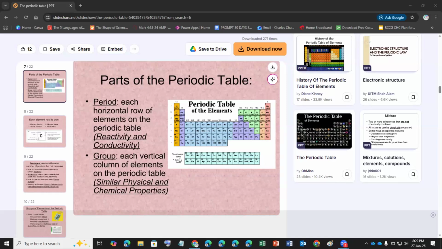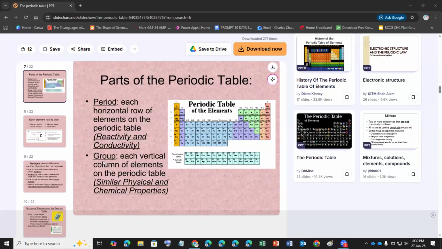Okay, so we discussed the trends that happen down a group, right? And the trends that happen across a period. So which of them do you understand very well? The trends that happen down a group versus the trends that happen across a period. Which of them do you understand very well? I think the ones that happen down the group.